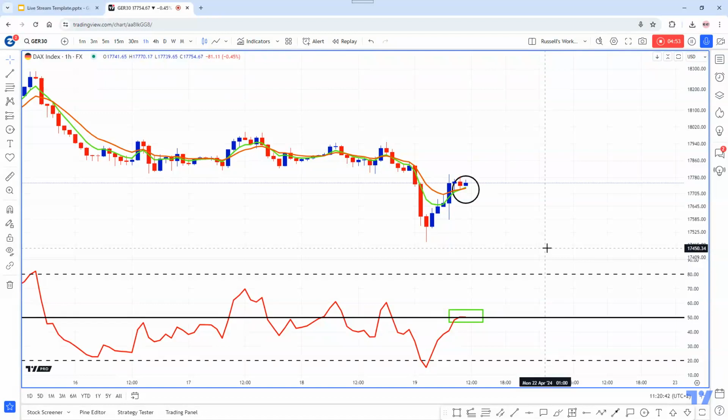So we'll keep an eye on this. I think there's going to be movement when the US comes online. So just be aware of that.